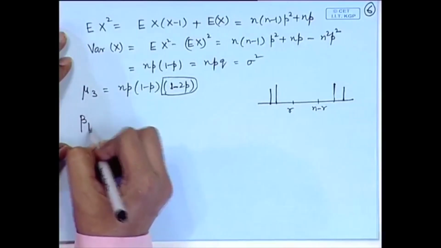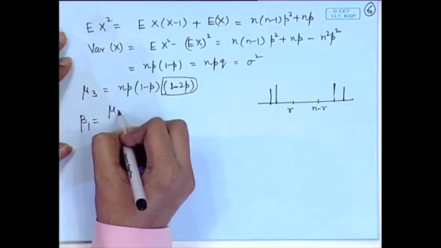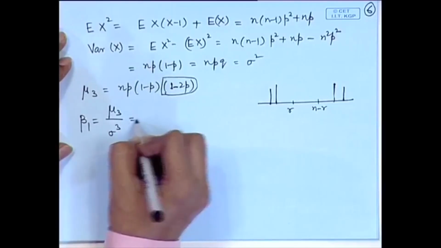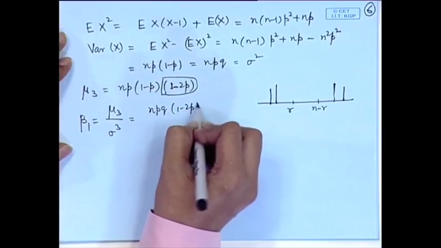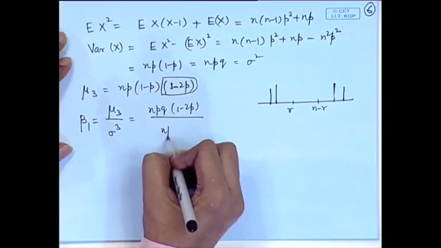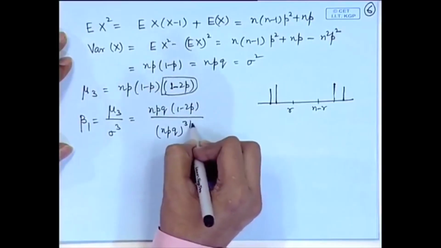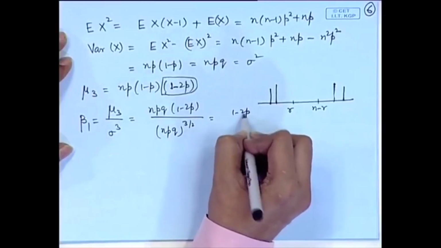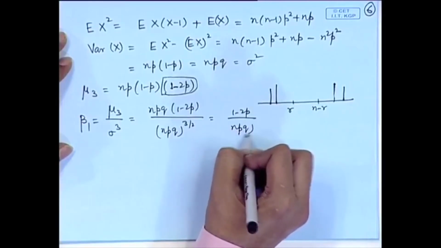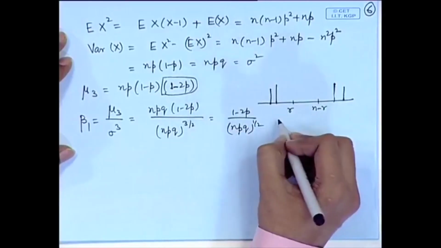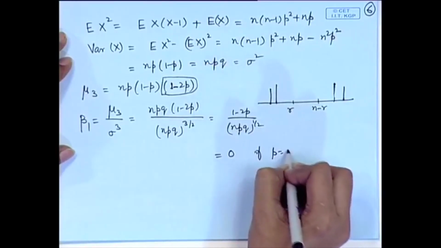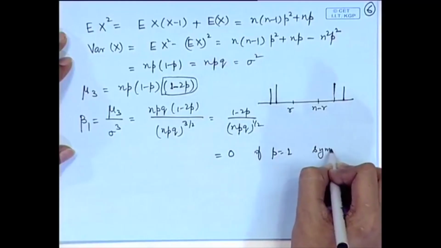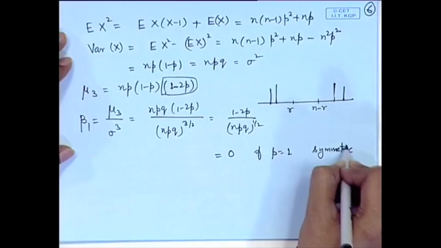So, if we write down beta 1, that is mu 3 divided by sigma cube, that is equal to n p q into 1 minus 2 p divided by (n p q) to the power 3 by 2, that is equal to 1 minus 2 p divided by (n p q) to the power half. Then this is equal to 0 if p is equal to half, that means symmetric distribution. So, binomial distribution will be symmetric.